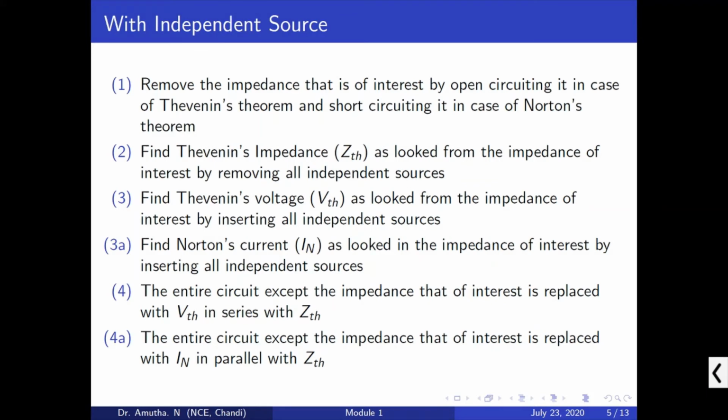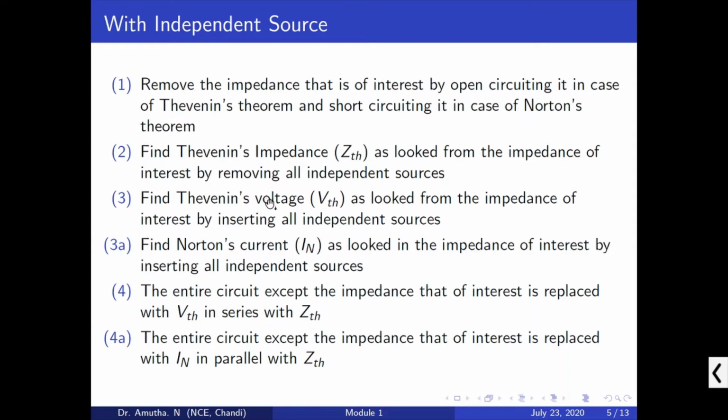These are the steps which I have already described. First point, remove the impedance that is of interest. Here we have considered a Patna grid by open circuiting it in case of Thevenin's theorem and short circuiting it in case of Norton's theorem. Find Thevenin impedance as looked from the impedance of interest by removing all independent sources.